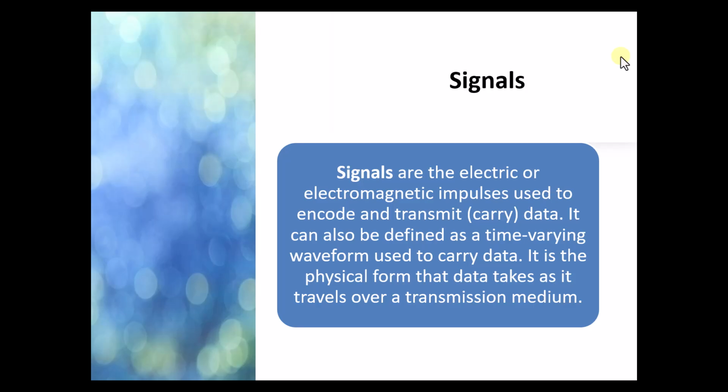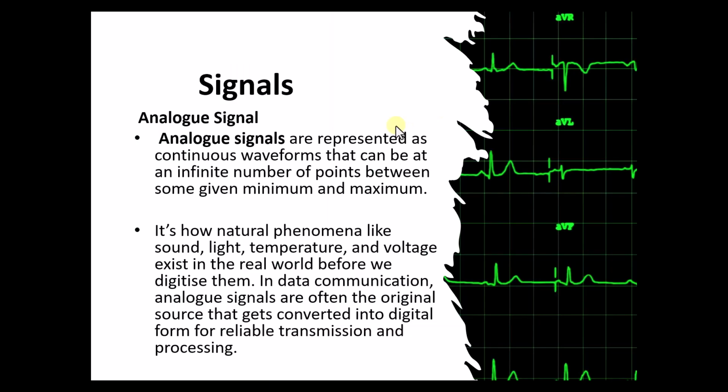If you are transferring data from one device to the other, the data by itself cannot move from one device to the other. It has to be carried on something called signals. So signals just carry data, and they are waveforms that the data is put on and then transferred from one device to the other. There are mainly two types of signals: the analog signal and the digital signal. So we will quickly look at what they are.